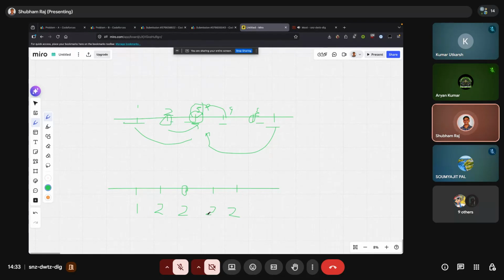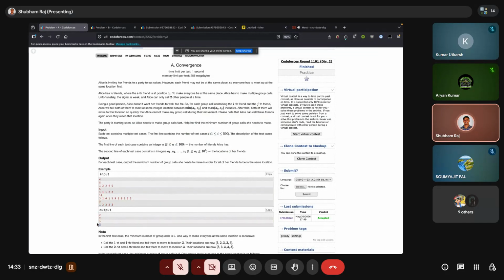Now, does she need to make a call to this friend? No, because her friend is already at position 2. She is at position 2 and she doesn't need to call the friend who is already at position 2. So she only needs to make one call, that is for this point, right? So for this test, the answer must be one. Yeah, this is the answer.